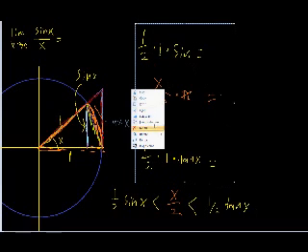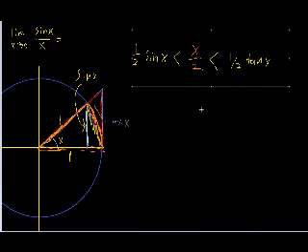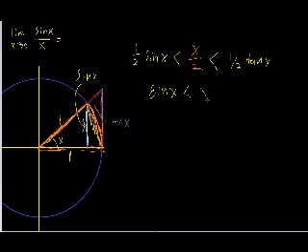Alright, so now that we've got this inequality, we can start doing some algebra on it. So first, I'm just going to multiply all of these by 2 to eliminate this 1/2, leaving us with sine of x is less than x is less than tangent of x. Alright, does that make sense? Alright, let me fix this up a little bit. So, anyway.